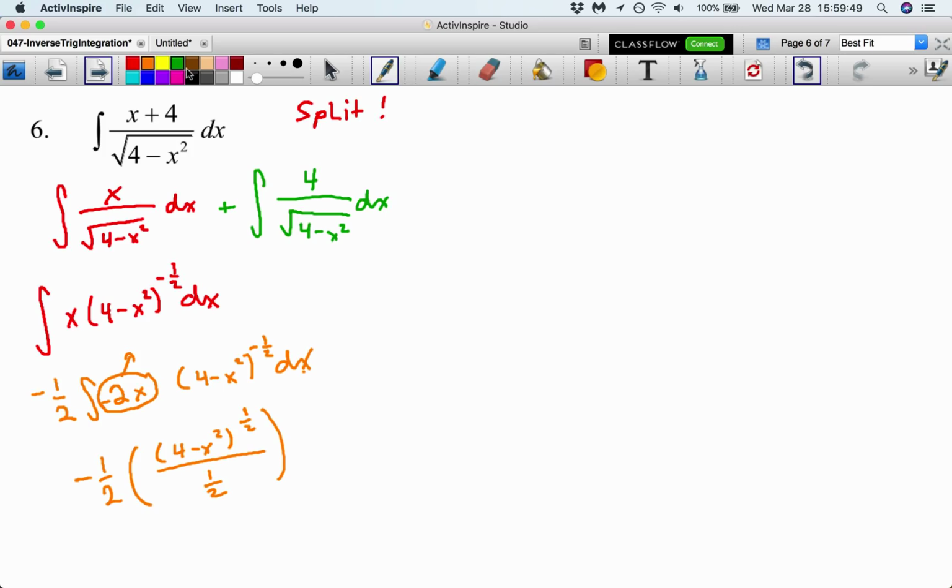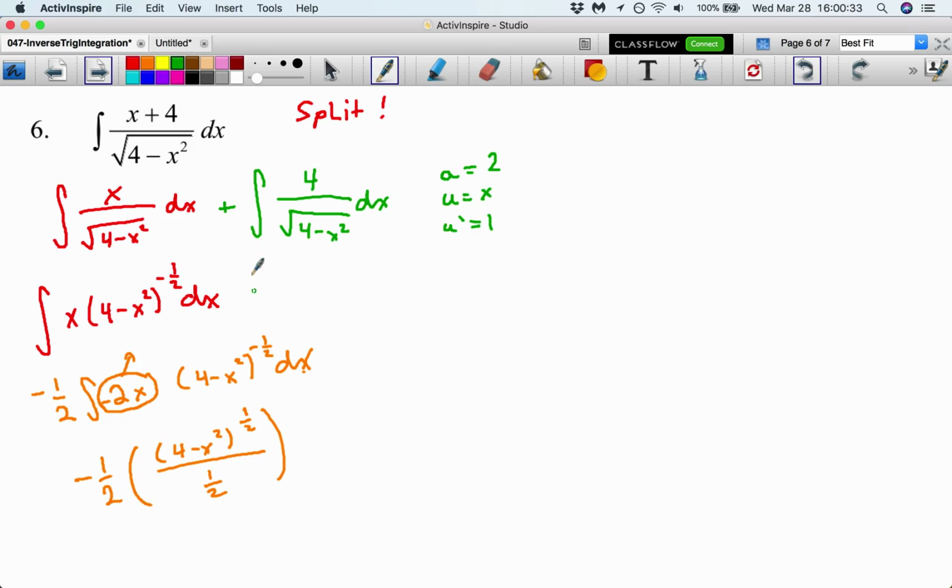Okay? Now, for this green one, now we're talking about root a squared minus u squared. If you're calling BS on me and saying, hey, they're both a squared minus u squared, I still don't get it. The x in the top is what killed arcsine here. Watch what happens here. Now we're talking about a equals 2, u equals x, u prime equals 1. I couldn't get a 1 over here. I can get a 1 over here.